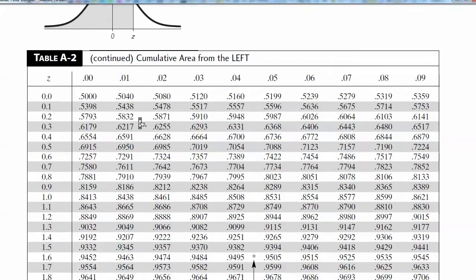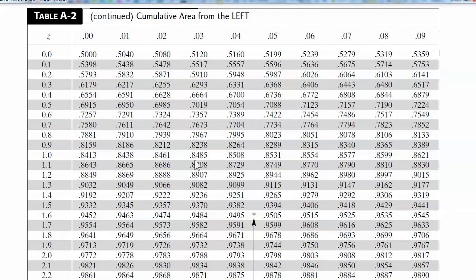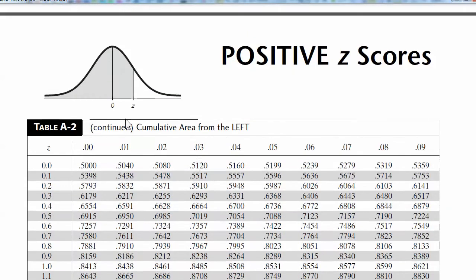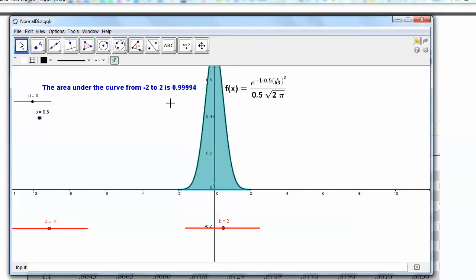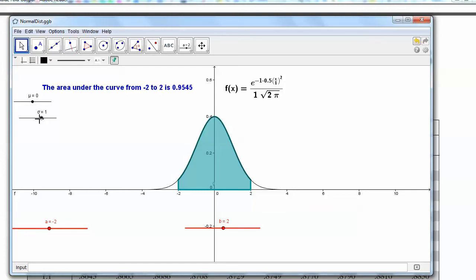Now inside the table here we've got the area that's being consumed, and if you were to go all the way across, in fact I'll see if I can show this on my dynamic sketch. Let me first make this a standard normal distribution where the mean is 0 and standard deviation is 1.